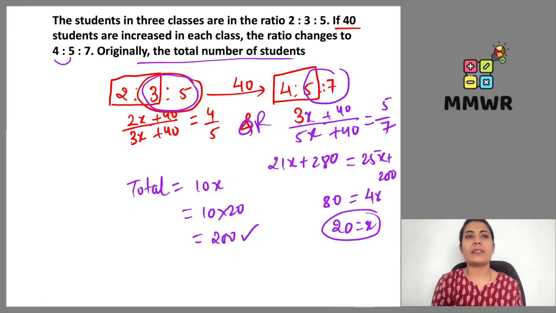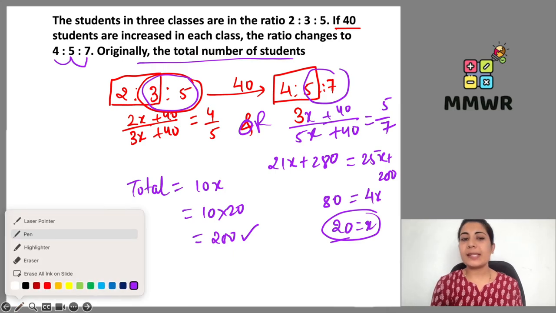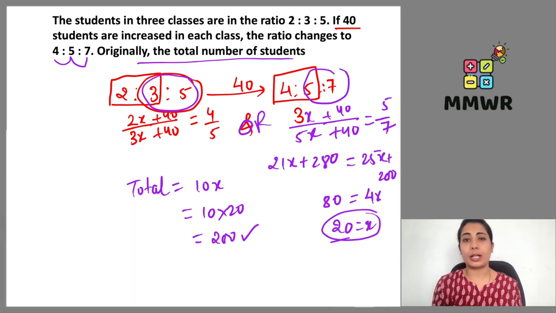Right? 4 plus 5 is 9, 9 plus 7 is 16. So 16 multiplied by 20. That means in place of x, we will be writing 20. So that gives me 320. But this is the basic method. We should know the shortcut way also.